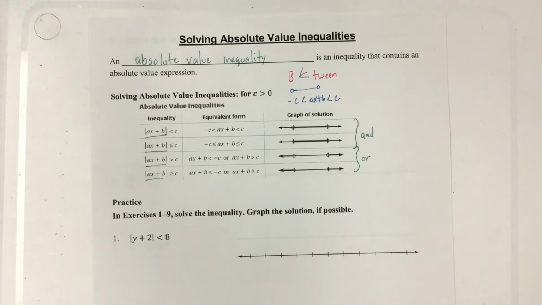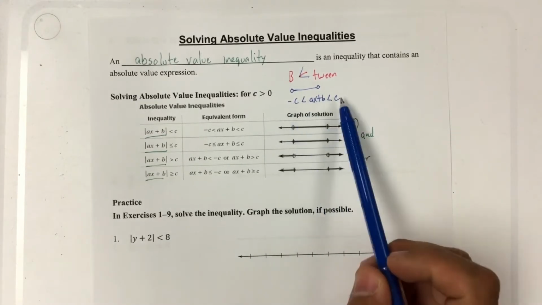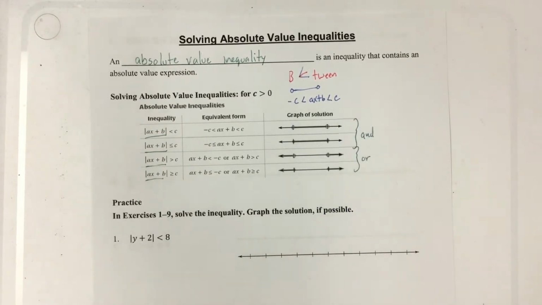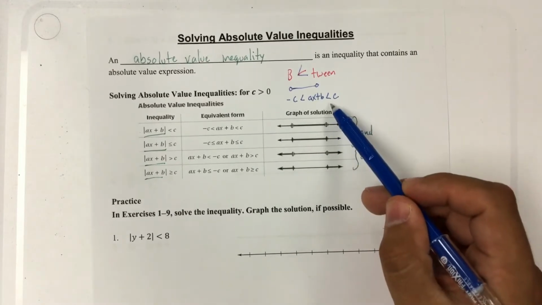So you remember yesterday how we talked about the absolute value expression has to equal negative C and the absolute value expression has to equal positive C. It's the same concept, right? Except you put negative C on the left, positive C on the right. Once you write it in this form, you should drop the absolute bars.